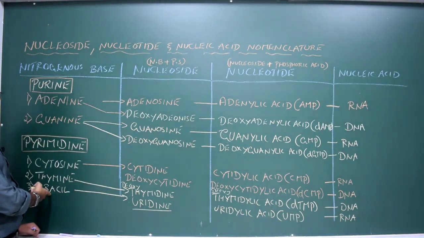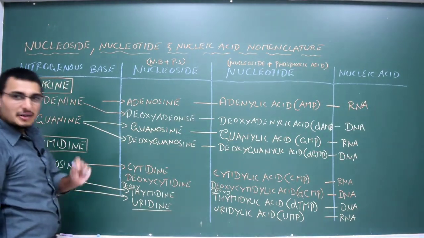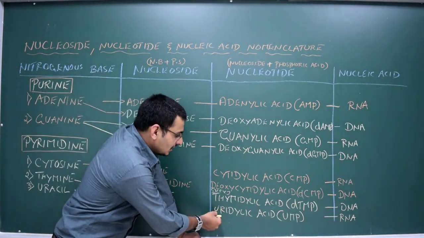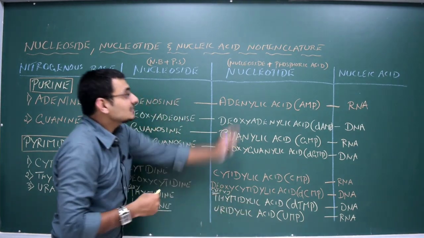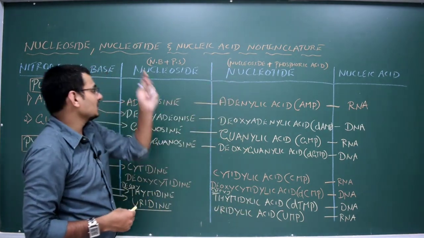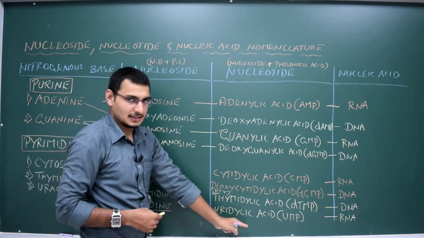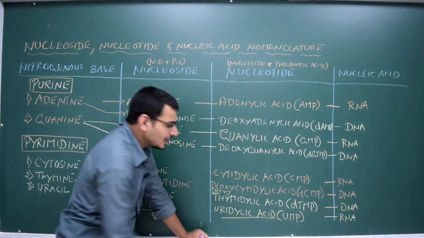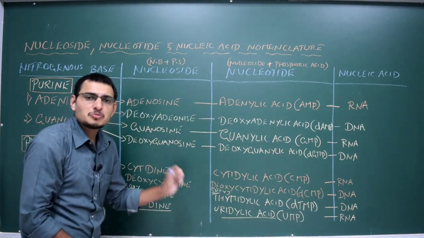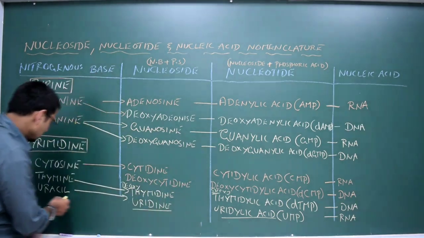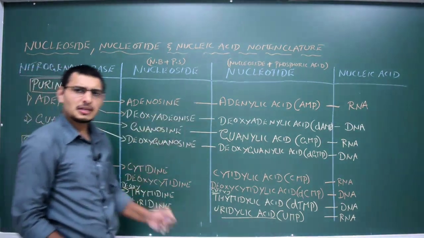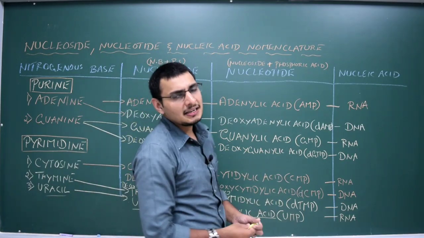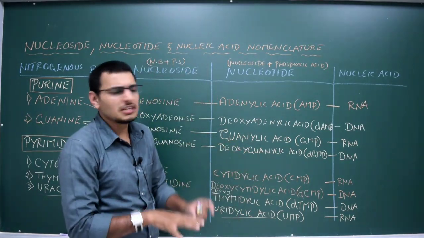If uracil is the nitrogenous base, basic. Here you see uridylic acid. It is the nucleotide, a combination of three things. You call it uridylic acid only when the nitrogenous base in the nucleotide is uracil. That's it. The same is applicable to all, and ultimately it is seen in RNA. So this is a basic nomenclature you must know.